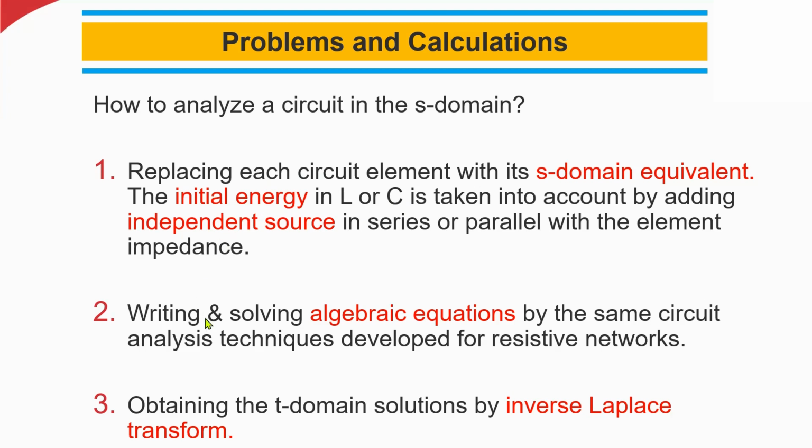The second step is to write and solve algebraic equations by the same circuit analysis techniques developed for resistive networks. Maybe you have studied different techniques in circuit theory or network theory. You have to use either of the techniques and write algebraic equations for voltage and current for each loop in the given circuit. And step 3 is to obtain the t domain solutions by inverse Laplace transform.